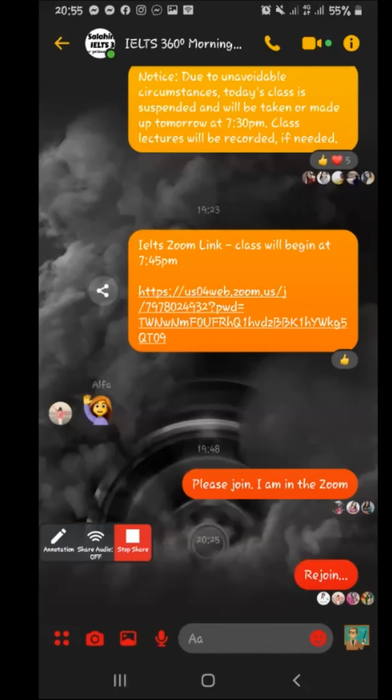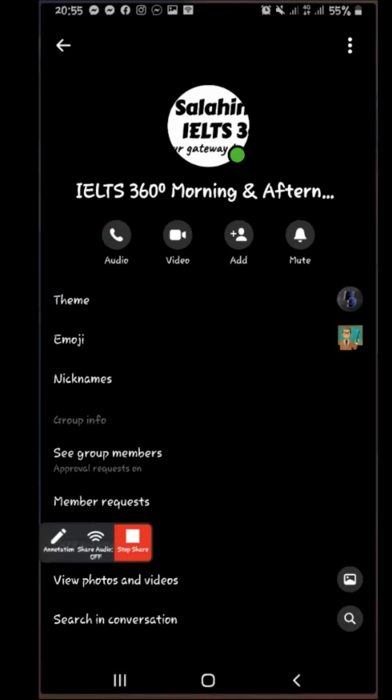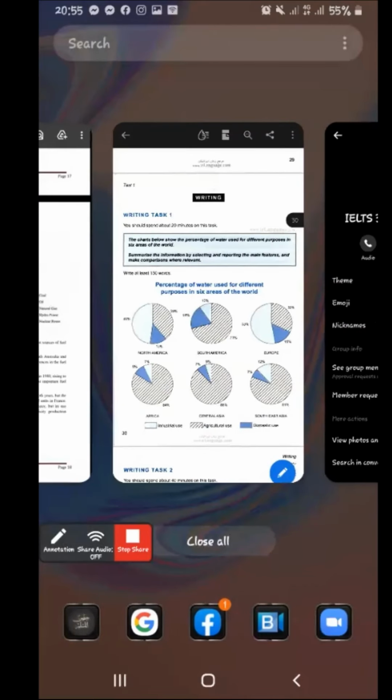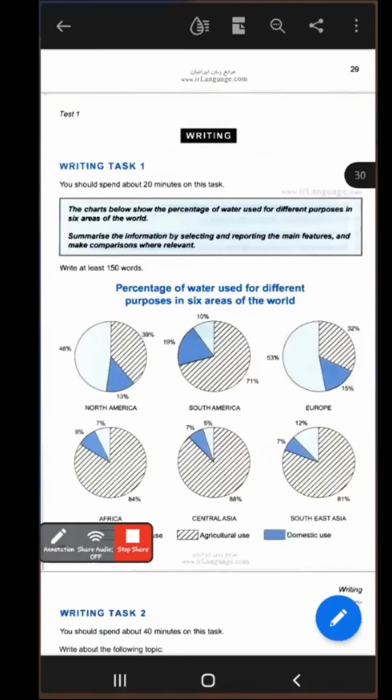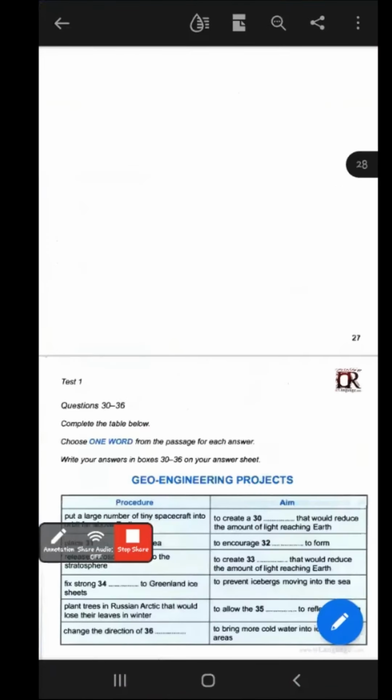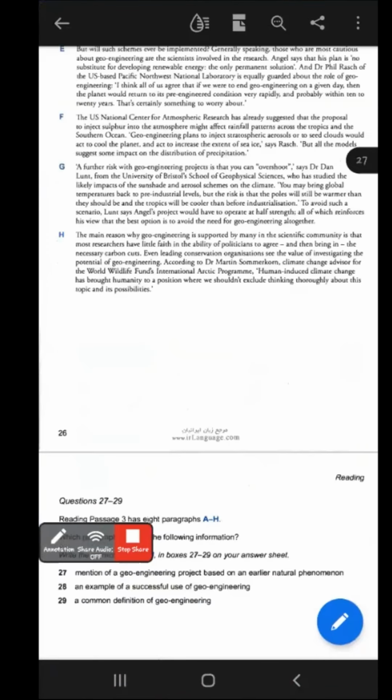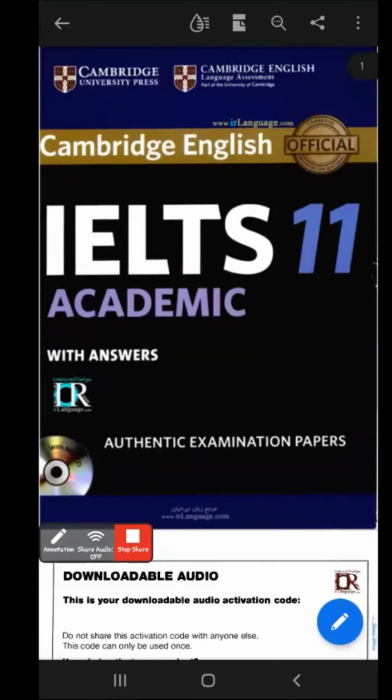Where is it? This is in Test 1 of IELTS Book 1. In fact, is it Book 1? No, sorry, Book 11. We have dealt with the reading section.